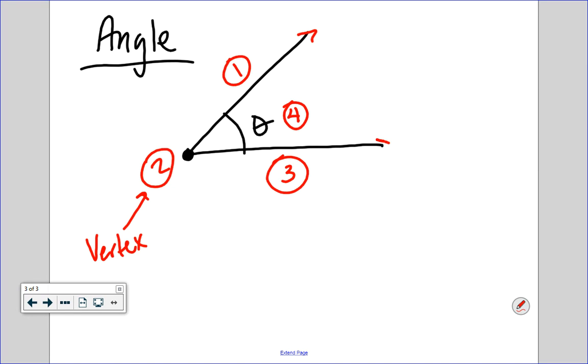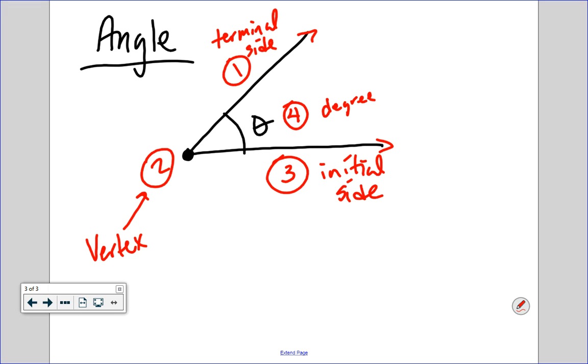And technically these are rays. Then we have this side called the terminal side, and this side called the initial side. How you determine that all depends on where the angle starts and stops, if it's a positive measure, if it's a negative measure, etc. And then, what is theta here? That's the actual degree measure.